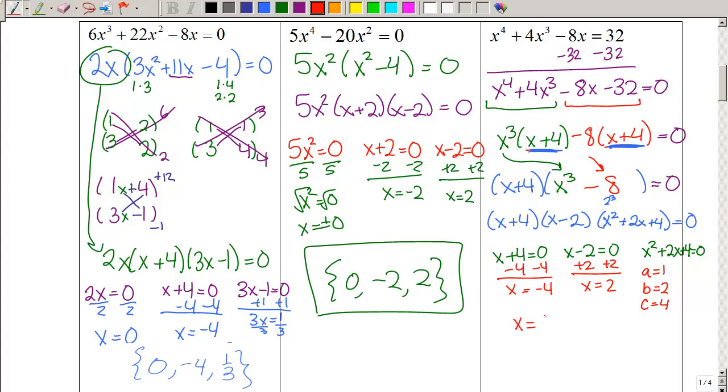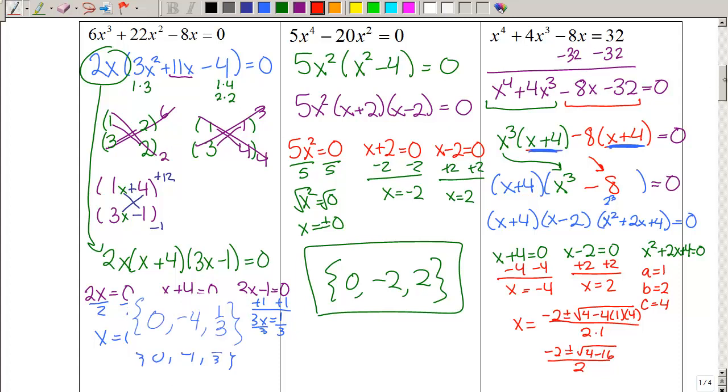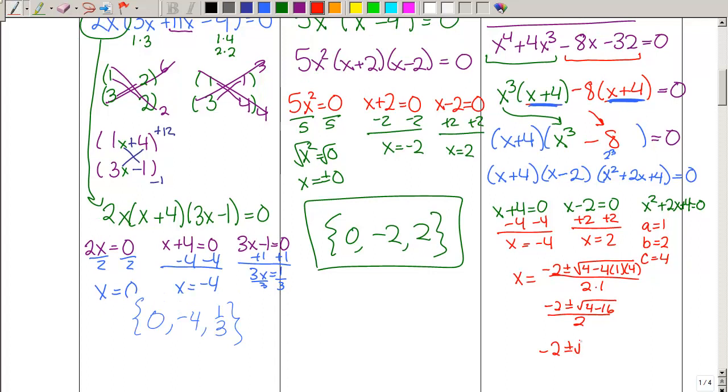To get my last two solutions, I'm going to substitute a, b, and c into the quadratic formula. X equals -b, which is -2, plus or minus the square root of b squared, 2 squared is 4, minus 4 times a times c. My a is 1 and my c is 4, all over 2 times a. Next, I'd like to reduce inside the radical, which gets me 4 minus 16, or -12.